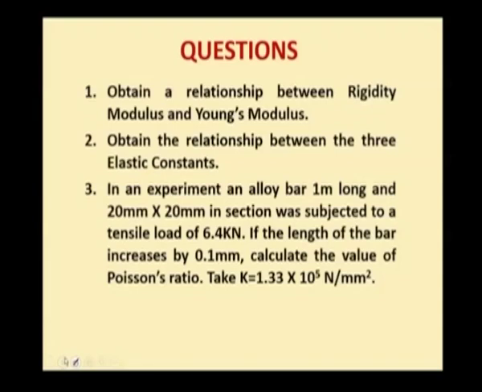In an experiment, an alloy bar 1 meter long and 20 mm by 20 mm in section was subjected to a tensile load of 6.4 kilonewton. If the length of the bar increases by 0.1 mm, calculate the value of Poisson's ratio. Take the bulk modulus K equal to 1.33 into 10 power 5 Newton per millimeter square.